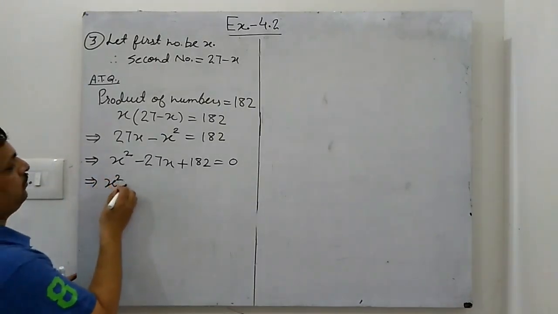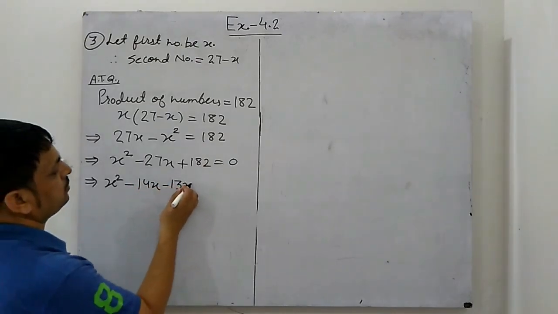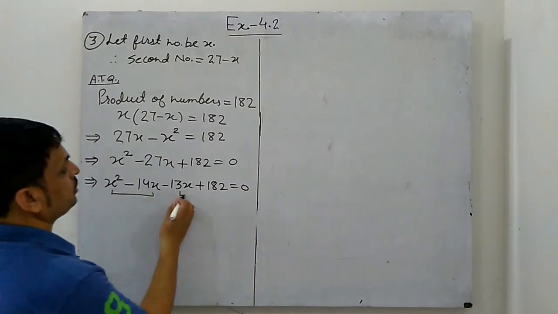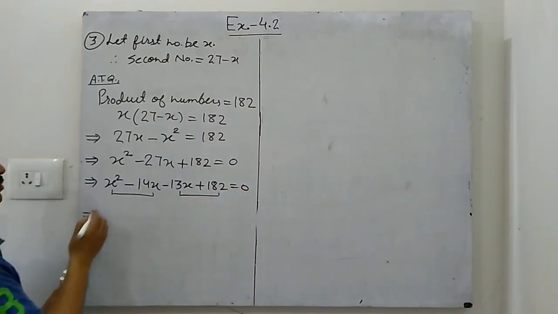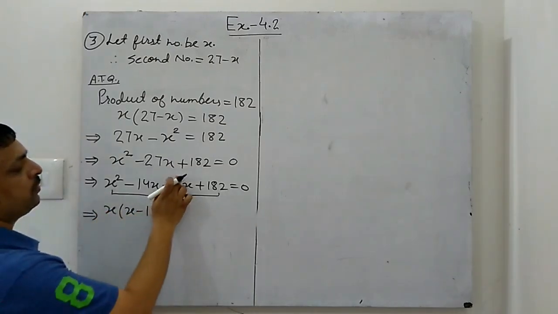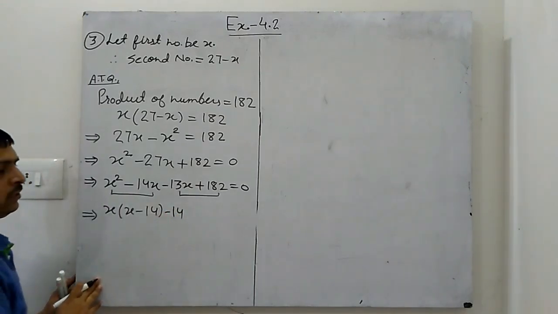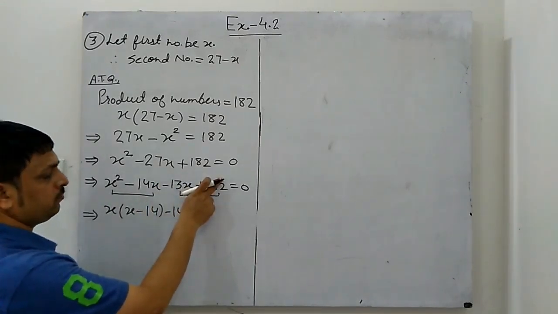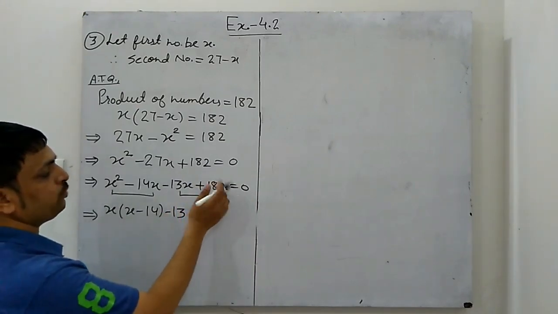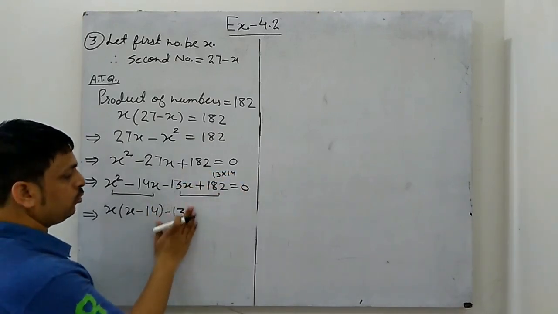So x square can be written as x square minus 14x minus 13x plus 182 equal to 0. From the first two and from the last two terms, x can be taken as common, so remaining will be x minus 14. In 13 and 182 we are taking minus 14 as common. Clear? Because 13 14s are 182, so 13 will be common, because this 182 can be written as 13 into 14.